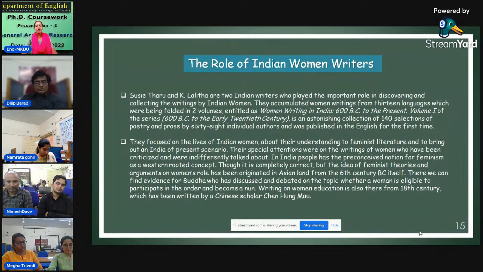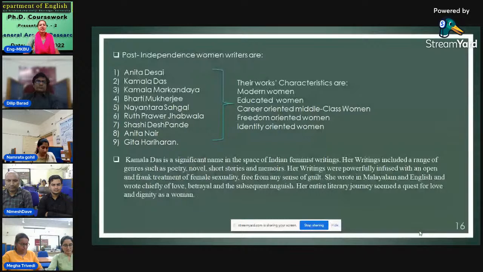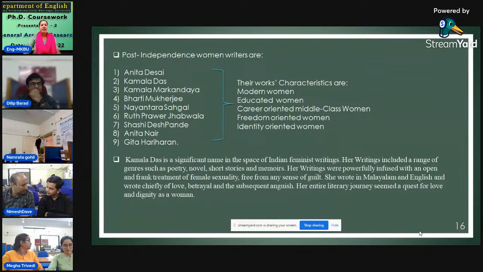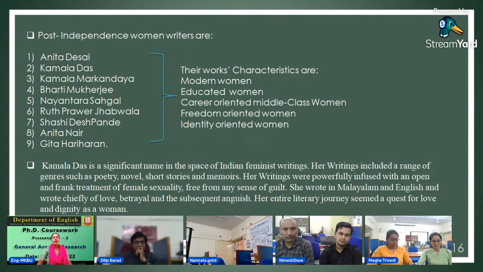These are post-independence women writers who are very well known at present, like Anita Desai, Kamala Das, Kamala Markandaya, Bharati Mukherjee, Nayantara Sahgal, Ruth Prawer Jhabvala, Shashi Deshpande, Anita Nair, Nikita Hariharan. Their works' characteristics are the modern woman, educated woman, career-oriented middle-class woman, freedom-oriented woman, identity-oriented woman. These are all the qualities of the works by these writers.